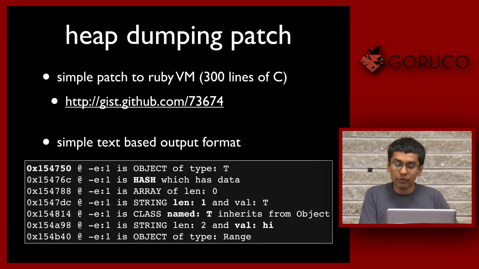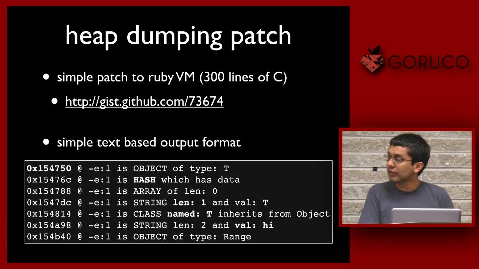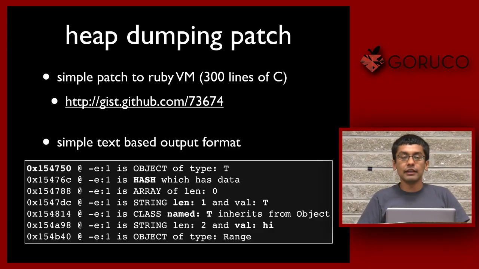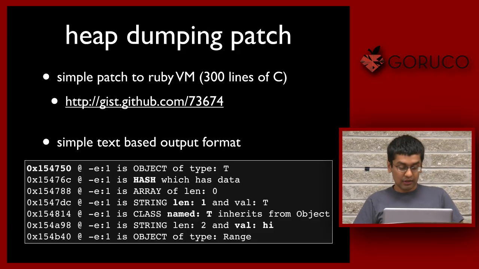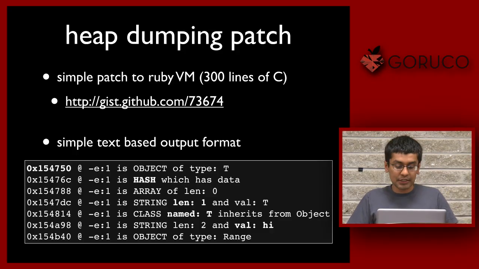So I wrote a really simple patch that was based on the Bleakhouse code. It ended up being about 300 lines of C code. And instead of just printing out the file and line number, I printed out a bunch of other information about the Ruby objects themselves. So I chose a really simple text-based output format.